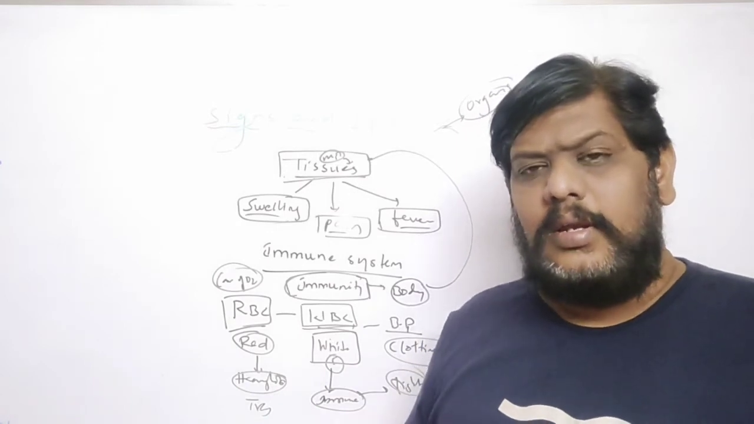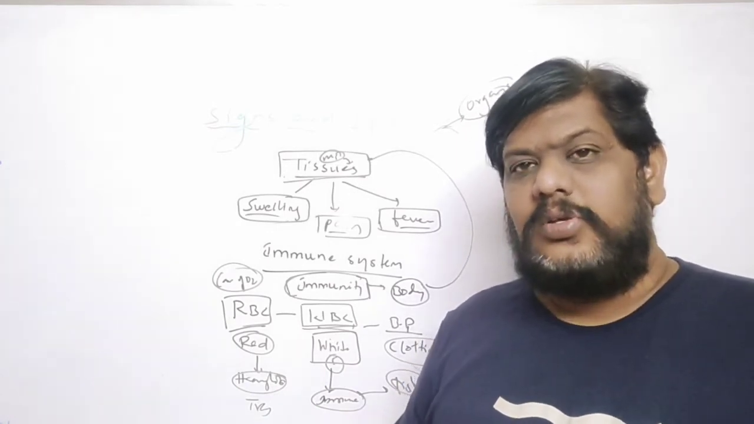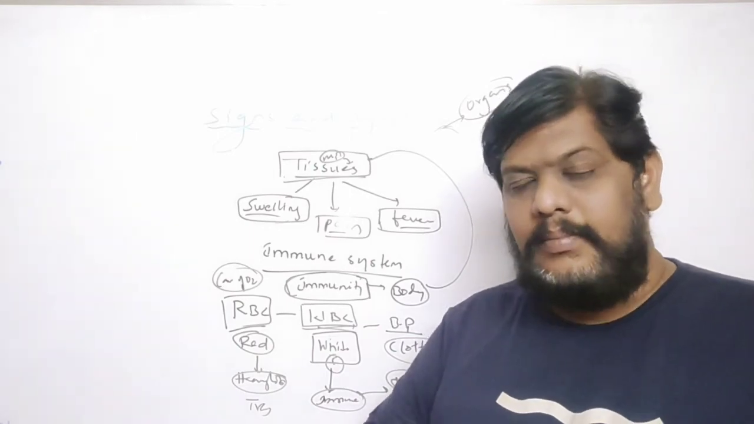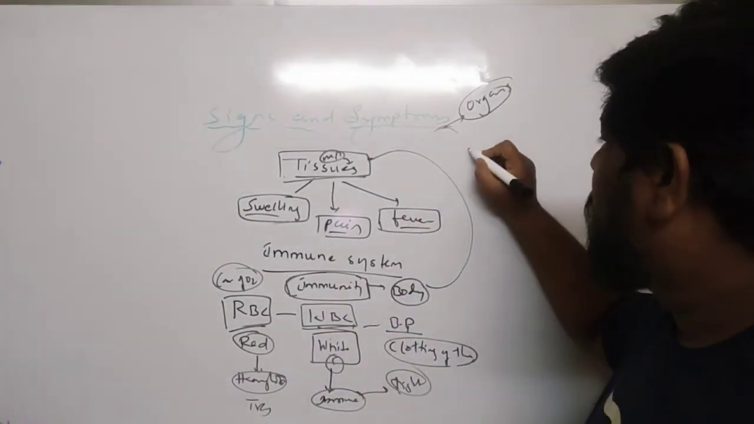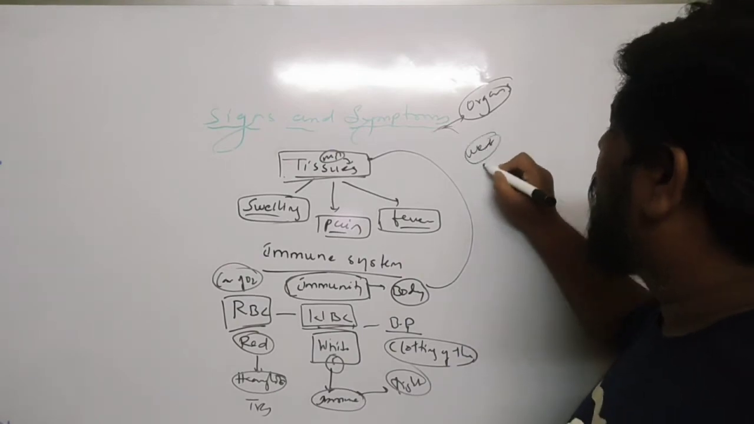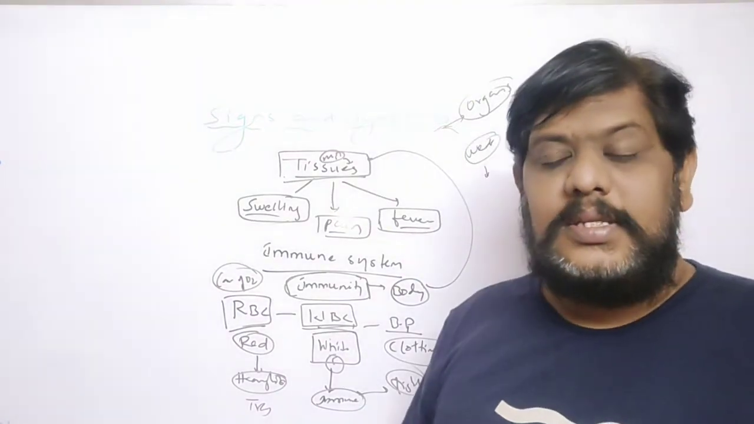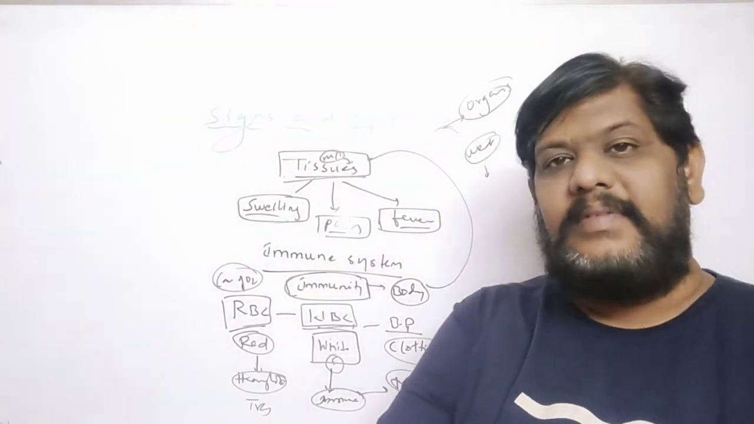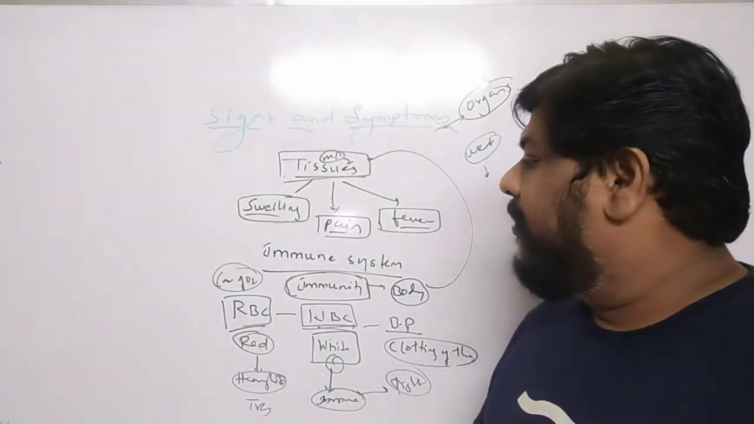Even if the virus enters, you're not showing any kind of symptoms, and that is nothing but the immune system. And also if your immune system is weak, then immediately you are infected with the corona. So this is how we differentiate between people having immunity and people who don't have immunity.